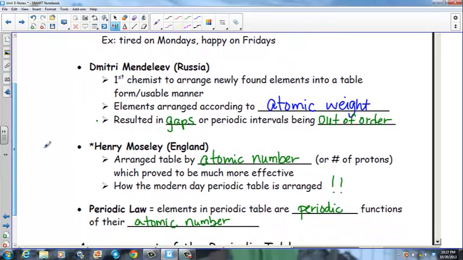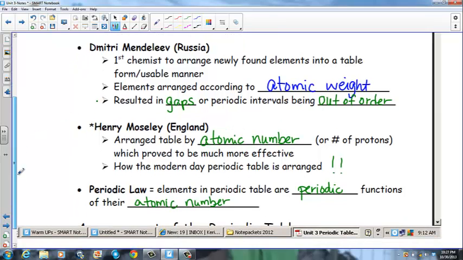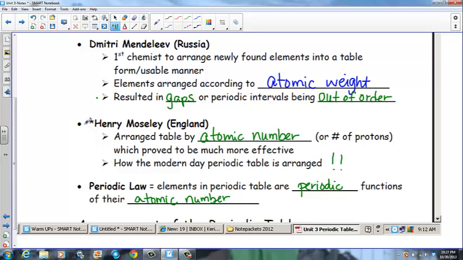Since it was the earlier version, and we now know we're still finding new elements, we need to leave those spaces there. So Henry Moseley, again, we have an asterisk here because he is the founder of the modern periodic table, from England. He arranged the table by atomic number, or the number of protons, which proved to be much, much more effective. Okay, that's how the modern day periodic table is arranged.